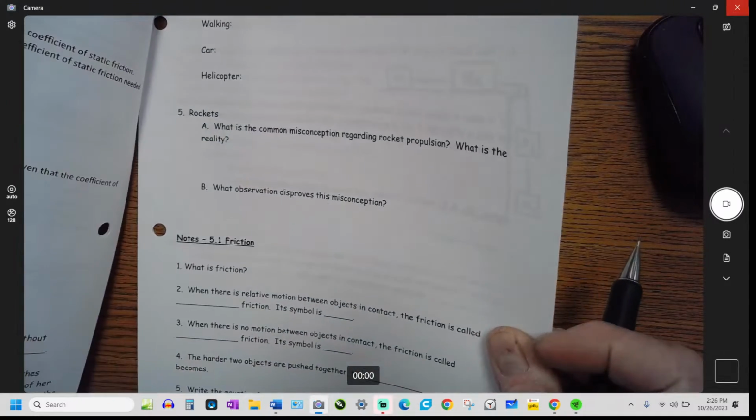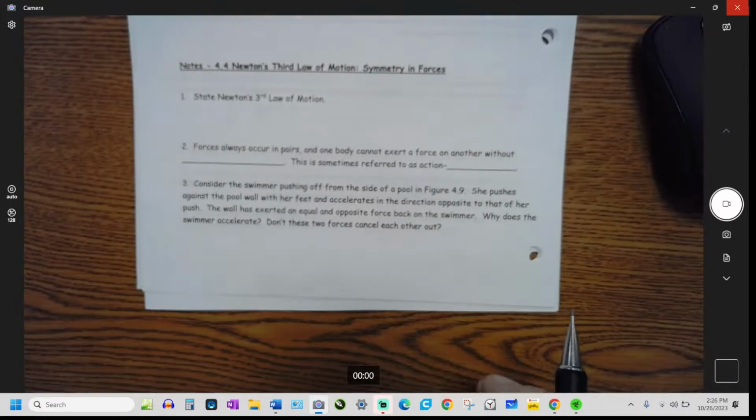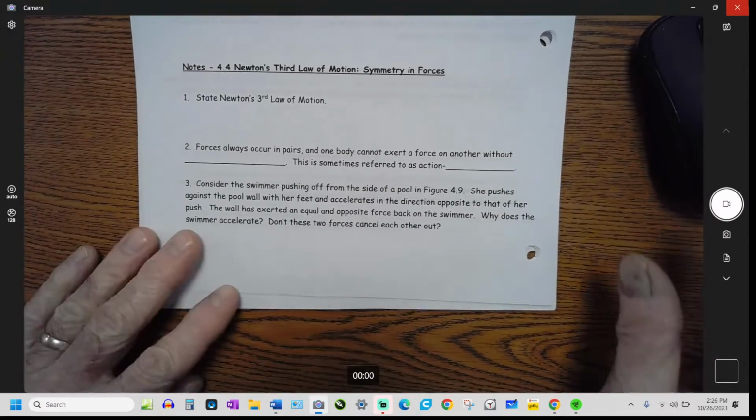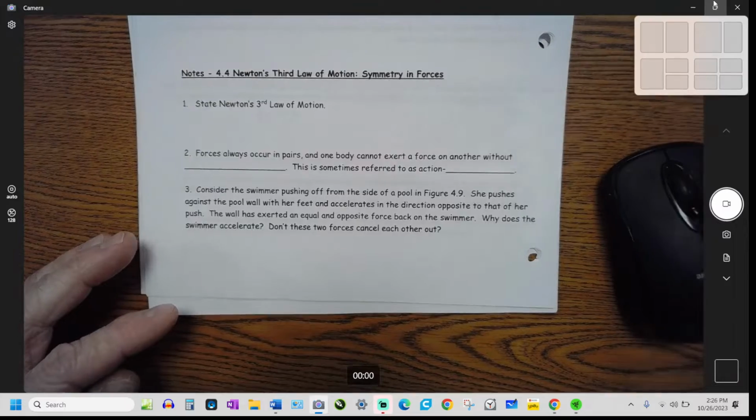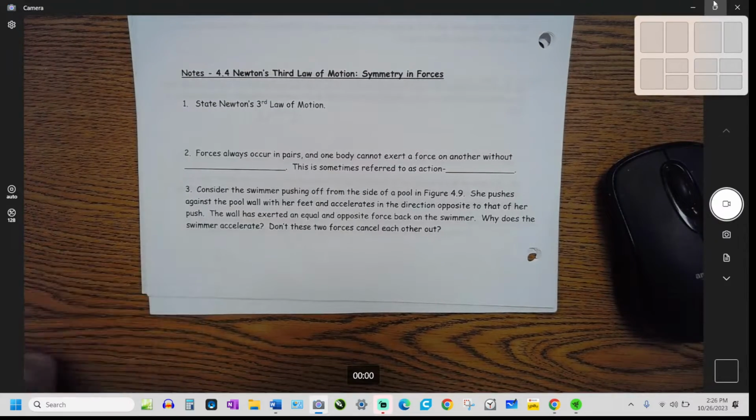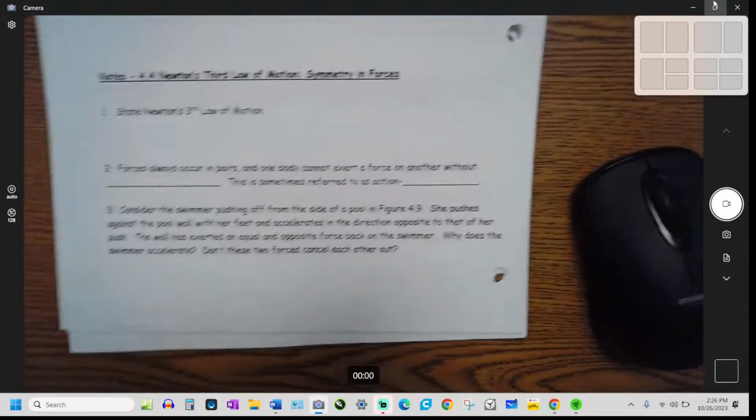Page 6. We're just going to do just enough so that you'll be able to understand the homework and the Newton sled activity, which I'll tell you about in a little while.